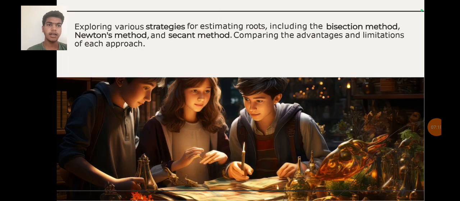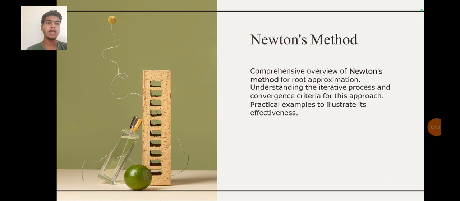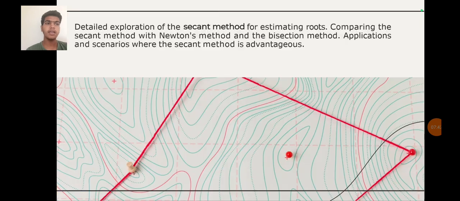There are three different methods: Newton's method, secant method, and bisection method. The bisection method is where we bisect into however many parts we want. Next is Newton's method, an iterative process with convergence criteria for this approach. The iterative process is a continuous process of iterating. Next is the secant method, which is a comparison of both Newton's method and the bisection method.